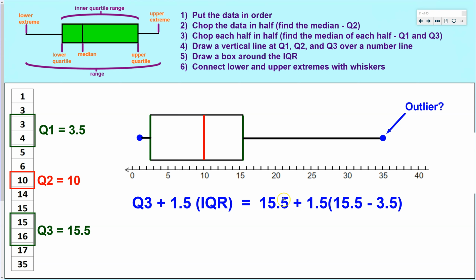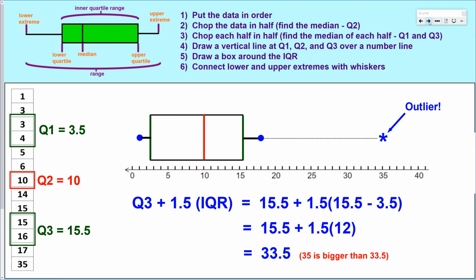If we plug in all those numbers, our quartile 3 was 15.5. Then we're going to go 1.5 times all of this. Go ahead and throw some more calculations down, get an actual number, and this says 33.5. Now, if 35 is outside or larger than 33.5, then we have to consider it an outlier. And 35 is bigger than 33.5, so we have to consider that last point an outlier.